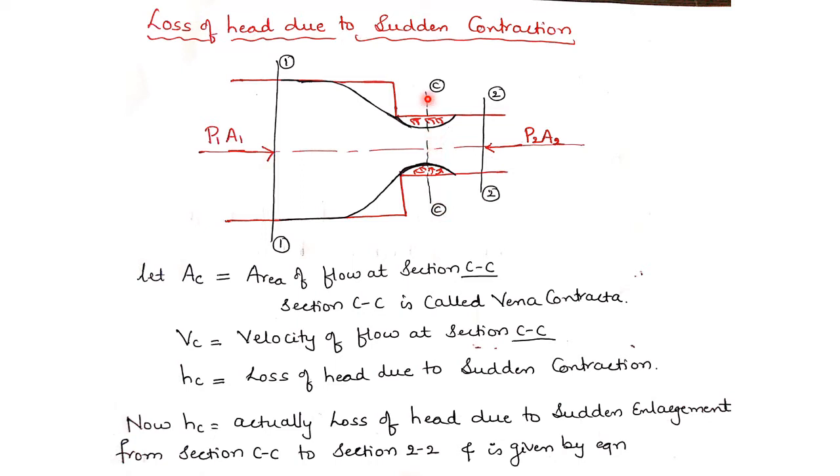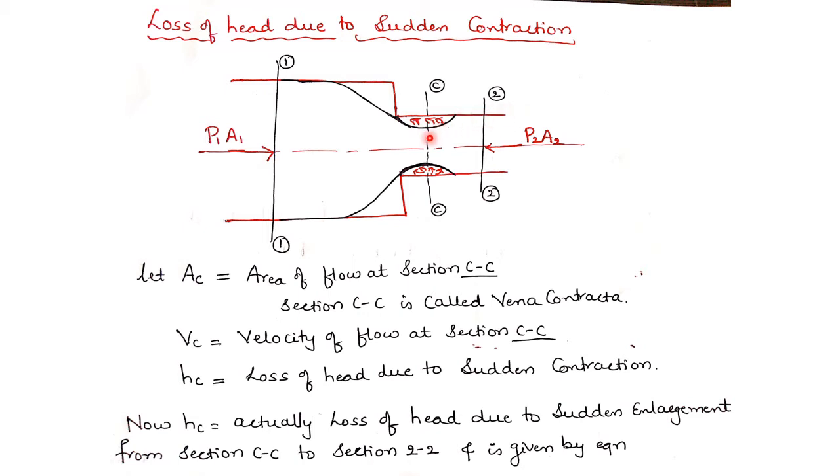Again you can see here, after section CC, sudden enlargement of the flow takes place, and from here the fluid flows fully through the pipe. You can observe here, after section CC, the fluid flows this way, and again the fluid is flowing fully through the pipe. That means loss of head due to sudden contraction is actually due to sudden enlargement from the vena contracta to the smaller diameter pipe.